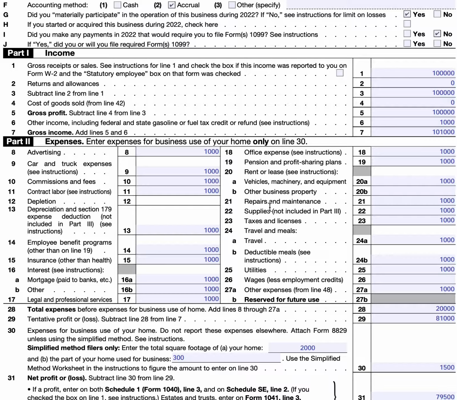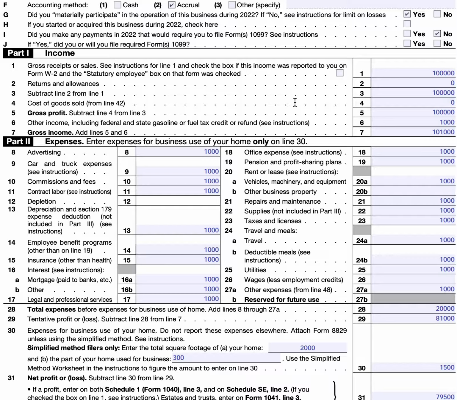In line 8, you would enter any advertising expenses. This could be internet advertising, billboards, television ads, or radio spots. Whatever the advertising costs are, you would enter that information here.